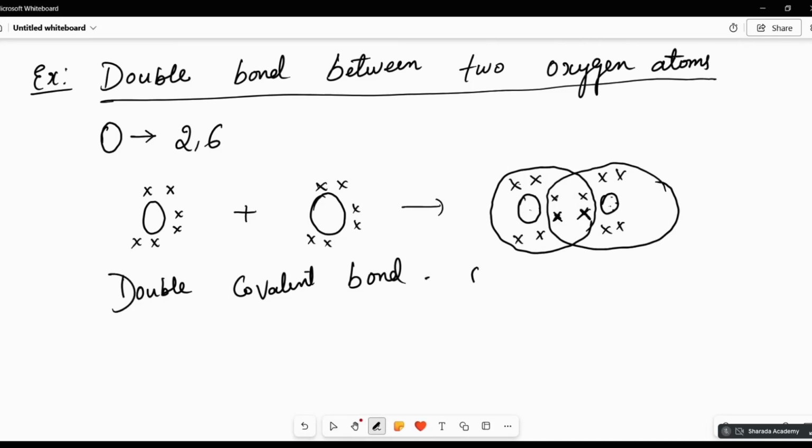And how do you write this? Like this. Two lines will represent it. This is the second example. The third one is about the triple bond.